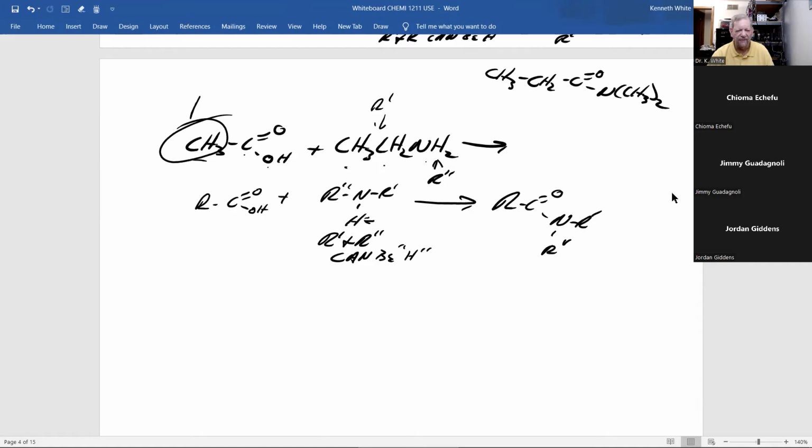What's our methyl? Keep your eye on the carbonyl. What's attached to that R is still attached to it. But now we'll have a nitrogen. And what's one R group? Ethyl. And it doesn't matter if you put it there or down here. I'm going to put it here. And what's my R double prime? Hydrogen. And that's how you do it.